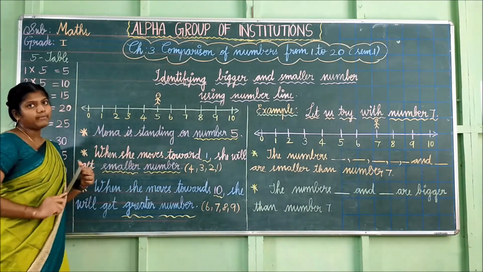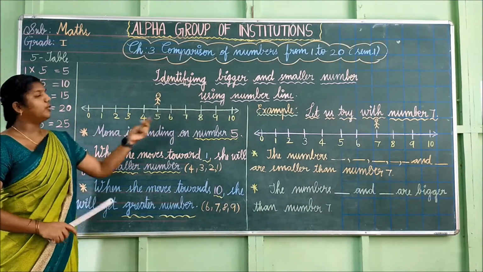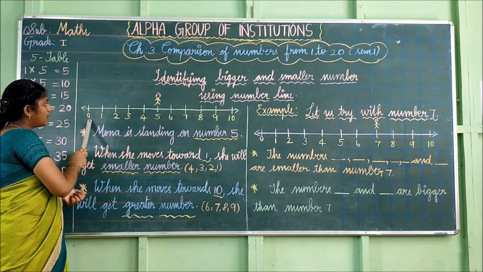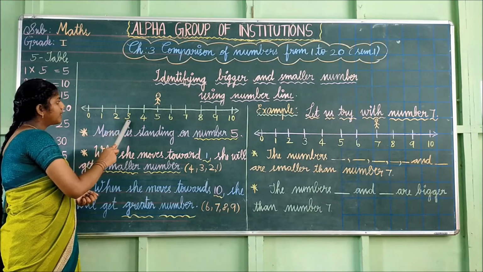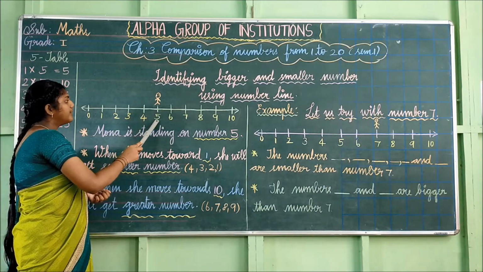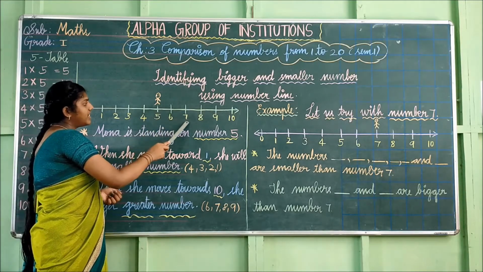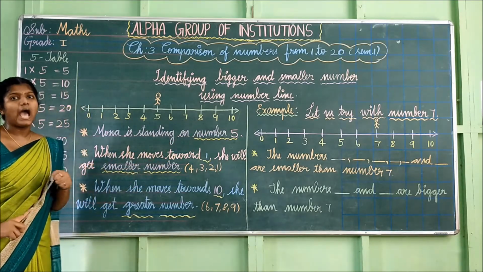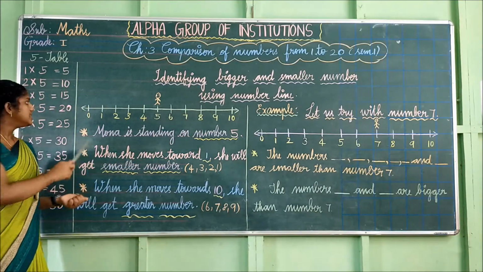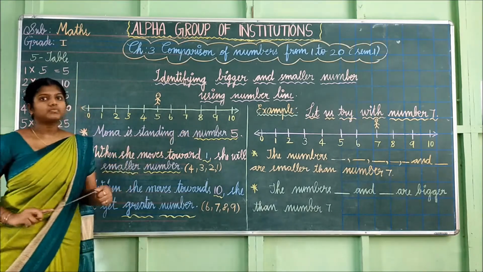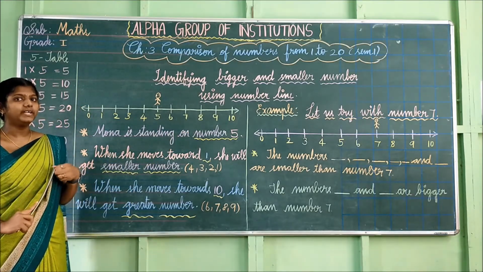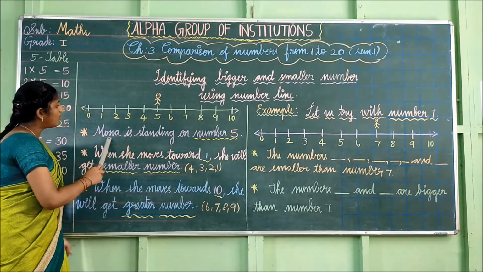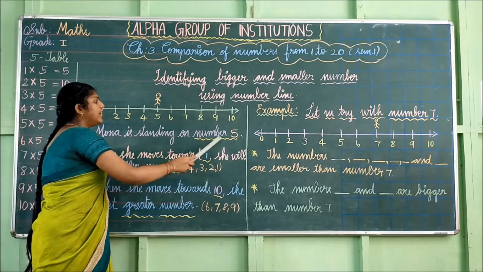This is a number line and we are having few numbers. Shall we read it? See here. What are the numbers we have? 0, 1, 2, 3, 4, 5, 6, 7, 8, 9 and 10. So we are having numbers from 0 to 10 and we are going to find bigger and smaller number using a number line. So see here, Mona is standing on number 5.